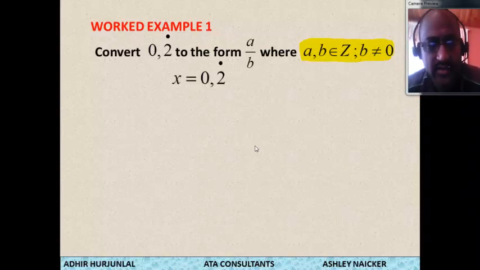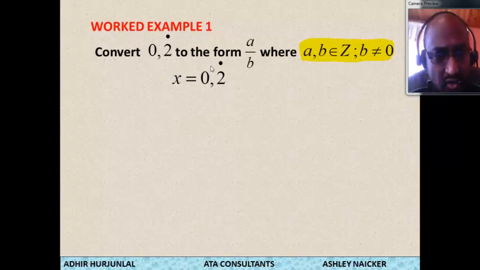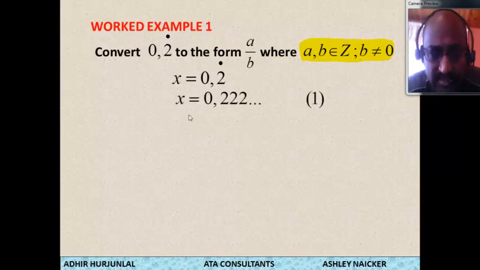If I have to go about doing an example like this, what I will normally do is write the question in the form of an equation. It's best to work this way. So my first step will be x is equal to 0,2 recurring. Now why would I want to do that? It simply means that x is equal to 0,2222 recurring. And I'm going to call this equation number 1.